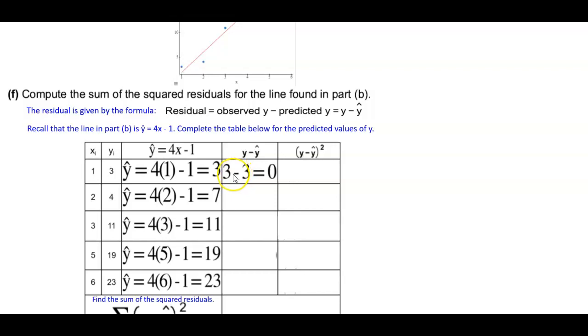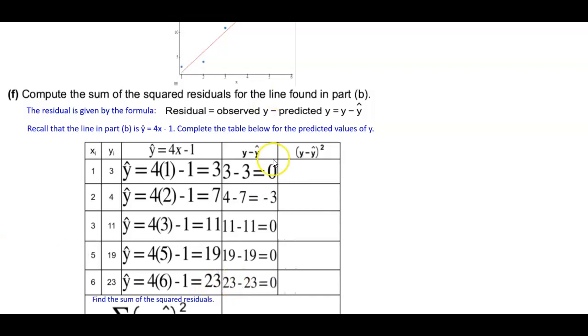So if you look here, we take 3 and subtract 3, which gives us 0. Here we're going to take the observed value, which is 4, and subtract 7. So 4 minus 7 gives us negative 3. Next, we're going to take the observed and subtract the predicted. 11 minus 11 is equal to 0. Likewise here, we're going to take the observed and subtract the predicted value of 19. 19 minus 19 is equal to 0. And then here, the observed, which is 23, subtract 23, which gives us 0.